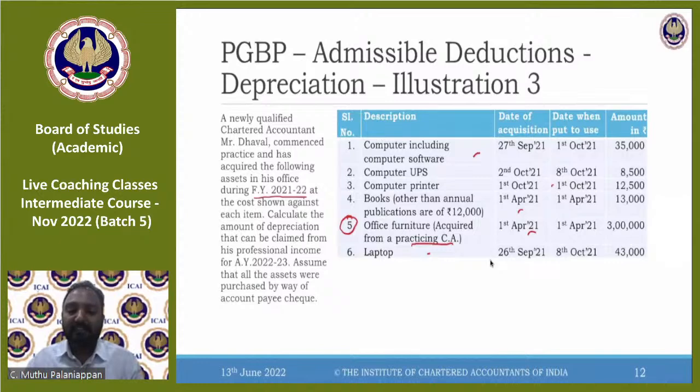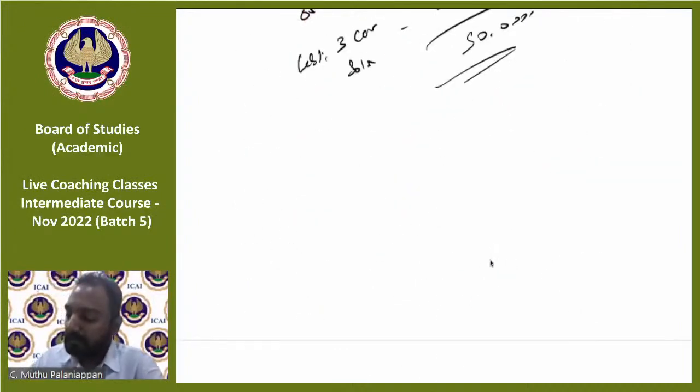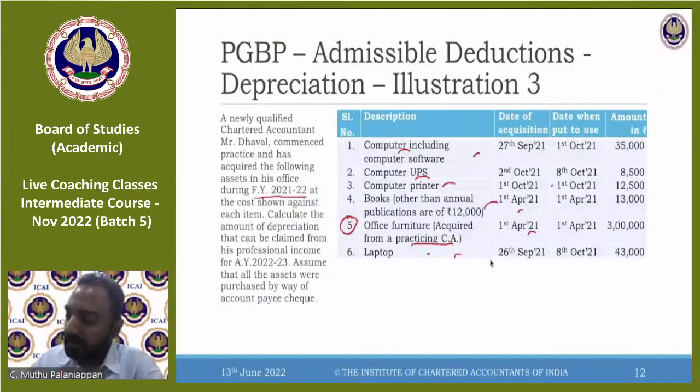Just the rate differs. For computers, for books and all, it is 40%. For general plant and machinery, it is 15%. Here, everything given, computer, UPS, printer, books, laptop, everything is covered in 40%. So your exam question paper, this question gives you only 2 blocks. So now we'll solve this. This is Illustration 3.